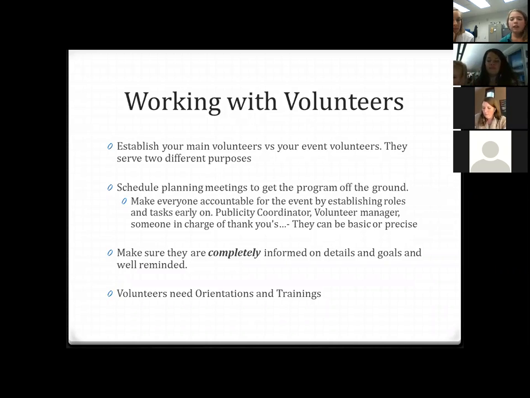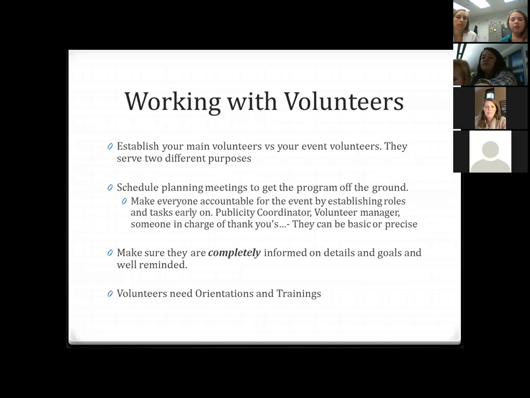And one way to make sure that things are getting done or that they continue to move forward is to make everyone accountable for the event. You can do this by establishing roles or tasks early on. Things like a publicity coordinator or a volunteer manager, someone that's in charge of the thank yous. They can be basic or they can be precise, but once you start handing out tasks with goals and deadlines, it makes other people accountable so that you can keep the project moving.